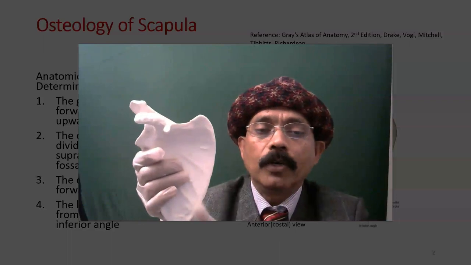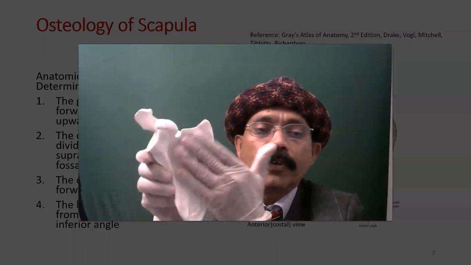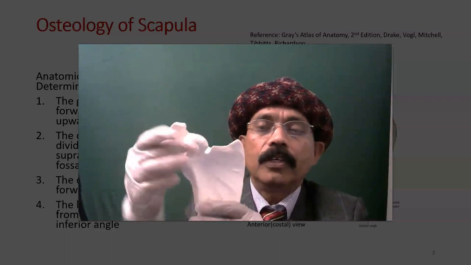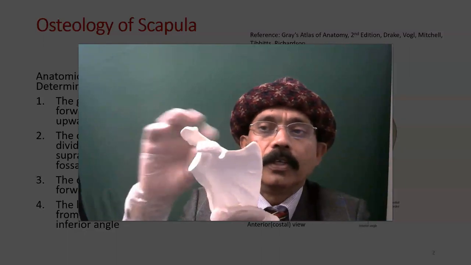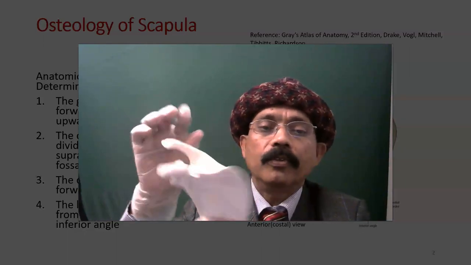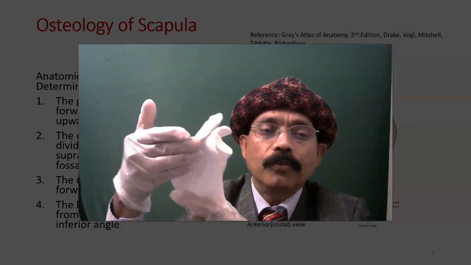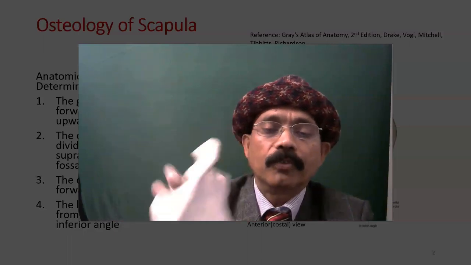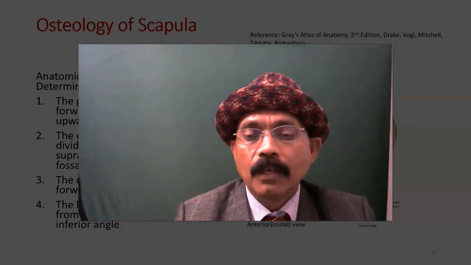This is the medial border. This is the costal surface here. This is the coracoid process, this is the acromion process, and this is the spinous process of the scapula. Okay, we got that.